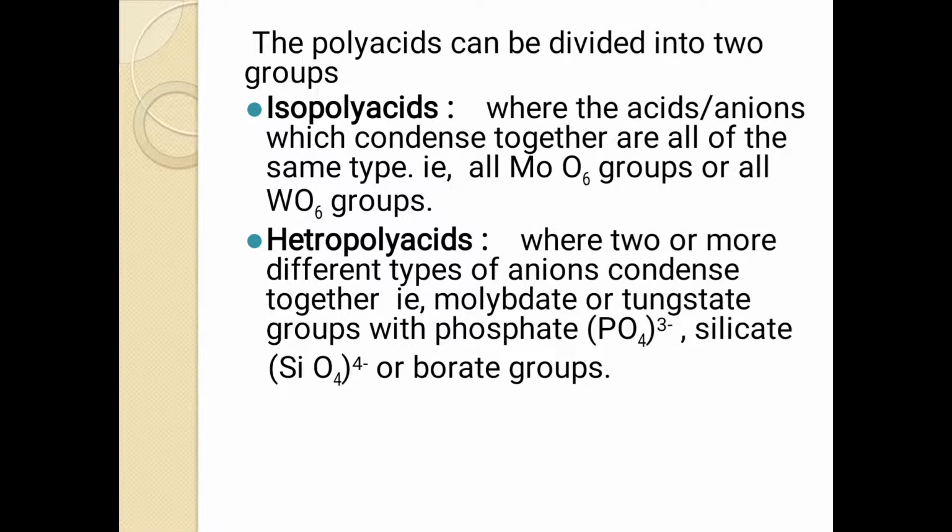The polyacids can be divided into two groups: isopoly acids, where the acids which condense together are all of the same type, that is all MoO6 groups or all WO6 groups; and heteropoly acids, when two or more different types of anions condense together, that is molybdate or tungstate groups with phosphate, silicate or borate groups.